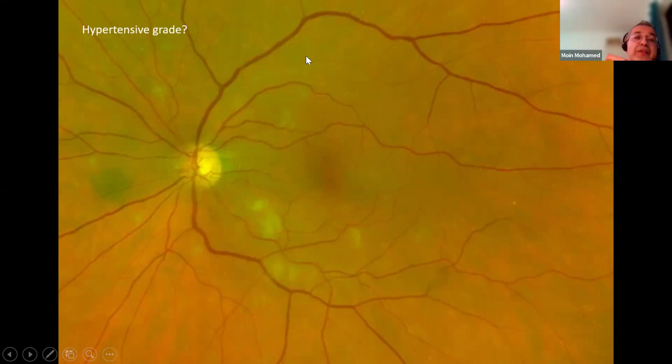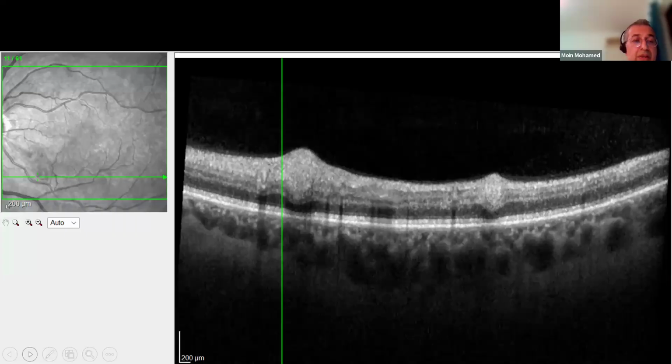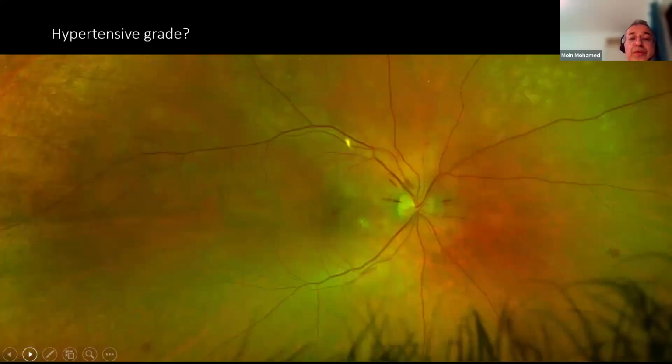These are just the veins draining. The arteriole's almost invisible. And then it becomes more obvious here. So that would be called focal arterial attenuation. But when someone's got cotton wool spots, we'll label that by definition as stage 3 hypertensive retinopathy. And that's the cross section.